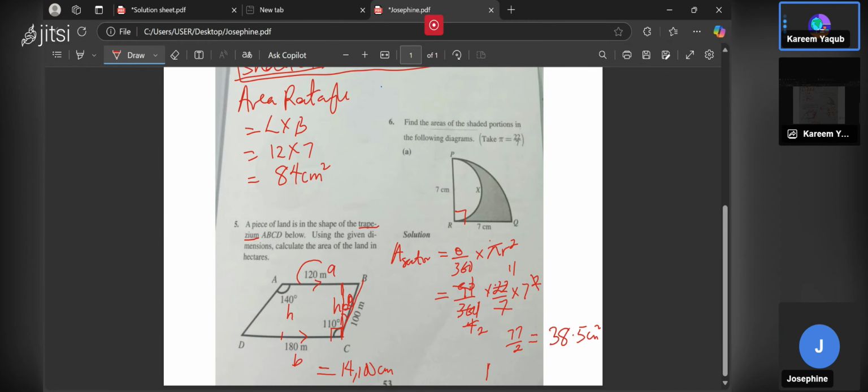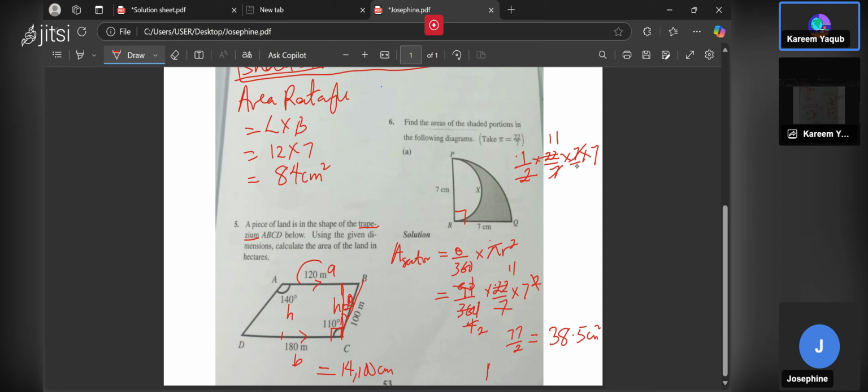So the area of the semicircle. What's the area of a circle? Area of a circle is pi r squared. So that is what we're going to make use of here. A semicircle means half of a circle. So that's going to be half of pi r squared, that is pi, 22 over 7, times r squared. 7 cancels 7. Oh, the radius is 7 over 2.